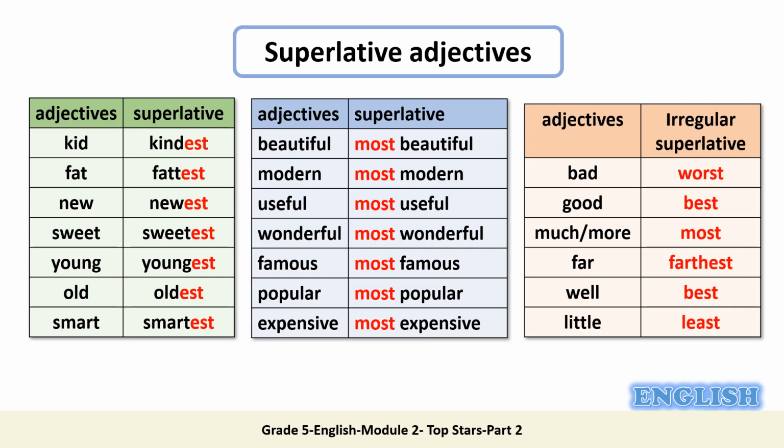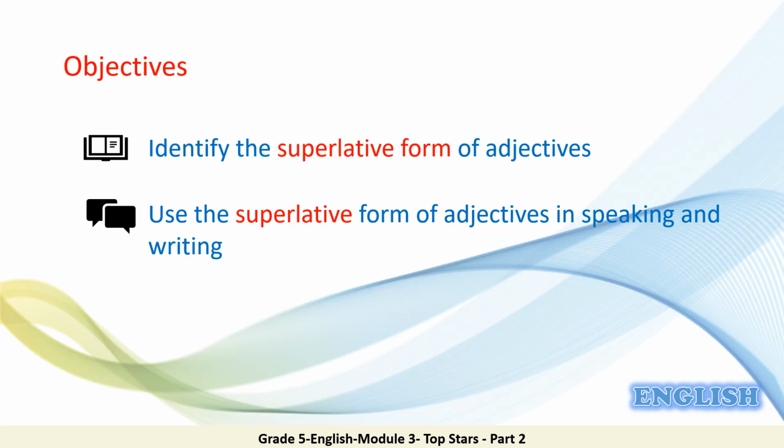Here we have 3 tables. The first one shows some examples of nice short superlatives ending with est. And the second one shows examples of some nice long superlatives with the word most. And the last table has examples of naughty superlatives. We are done with the first objective. We identified the superlative form of adjectives.